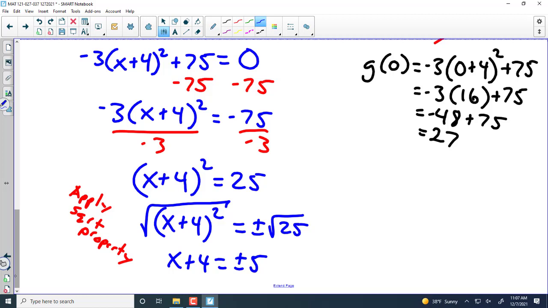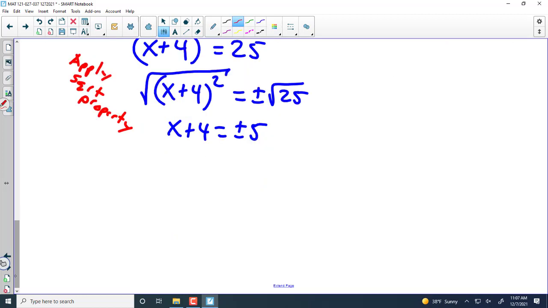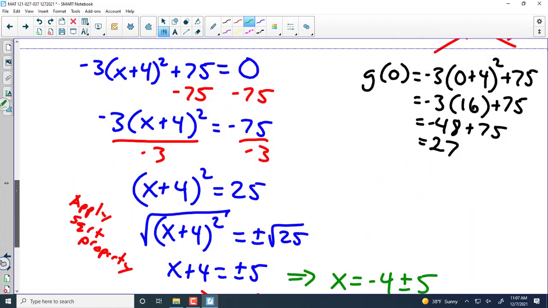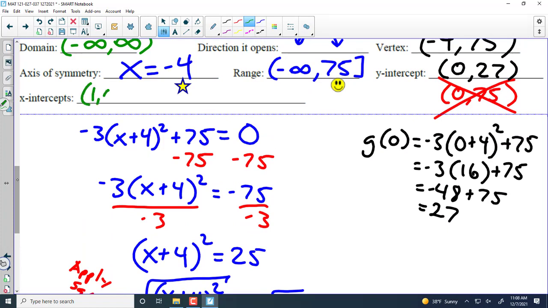Don't blow this on the last lap. One of the mistakes I see people make is they forget that when that 4 goes over there, it has to change signs because you're subtracting 4 from both sides. So please make sure that you subtract 4 from both sides. And then your two answers are -4 plus 5 and -4 minus 5, giving you 1 and -9. And if those are your zeros, then your x-intercepts are 1, 0 and -9, 0.